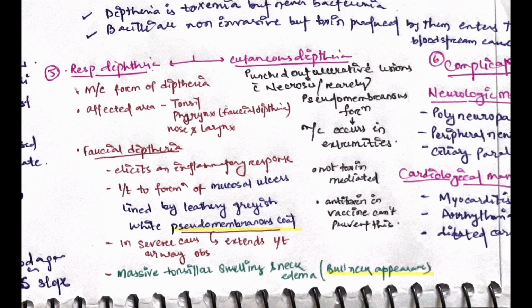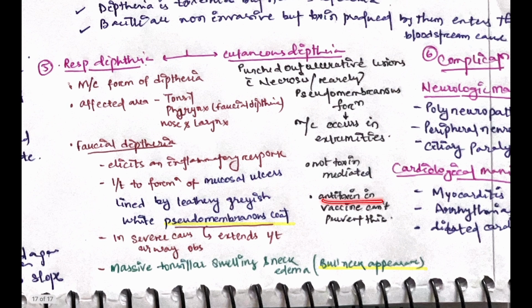So two important features in respiratory diphtheria: one is the pseudomembranous coat and the other is bull neck appearance. Next is cutaneous diphtheria. These are punched out, ulcerative lesions with necrosis and rarely pseudomembranous. That occurs mostly in the extremities and this is not toxin mediated, so antitoxin in the vaccine cannot prevent this. So even after taking the vaccine, cutaneous diphtheria can occur.